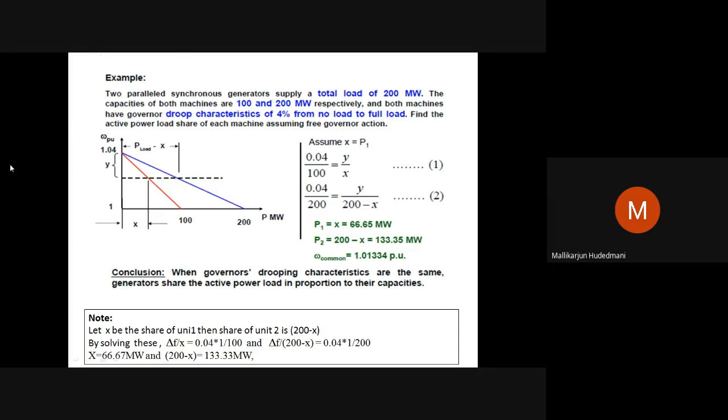So, to solve this graphically, again, y-axis, x-axis. X-axis being power scale, y-axis being frequency scale. What we will do, we will mark this horizontal line as 1 pu and both the units have 4% droop. 4% droop means 1 is 100% and 4% means 0.04. So 1.04 is the scale to mark here. If it's 2%, 1.02. If it's 5%, 1.05.